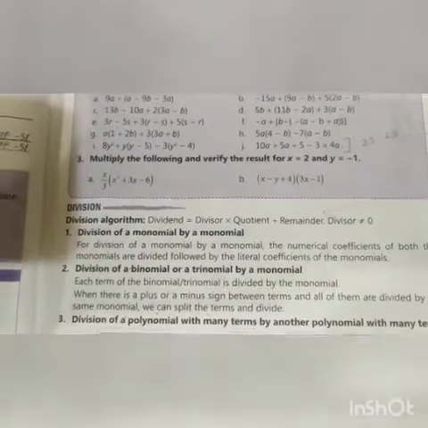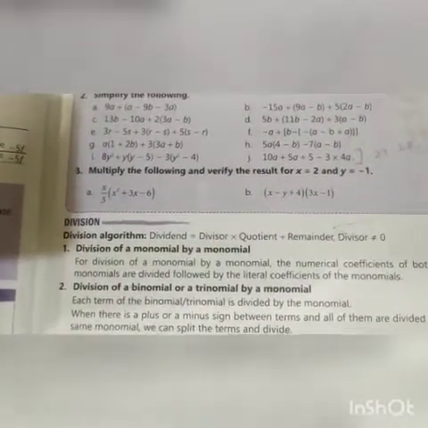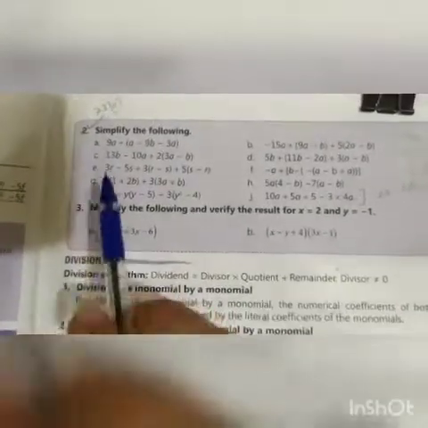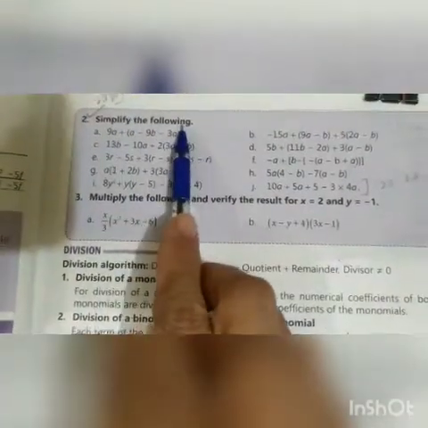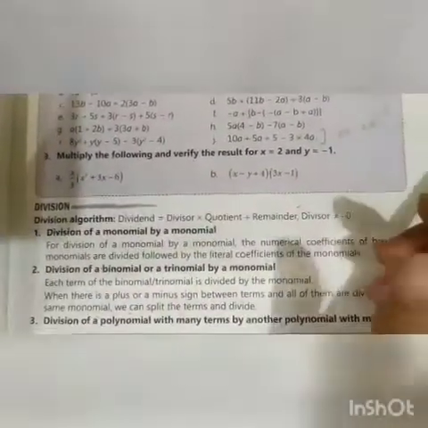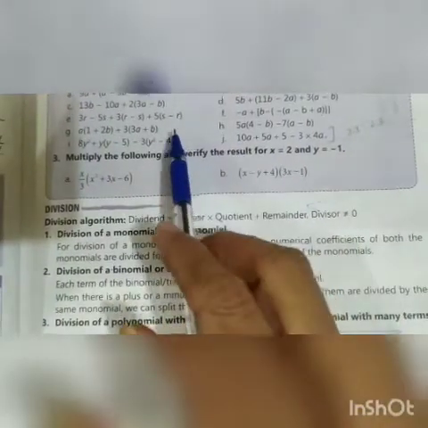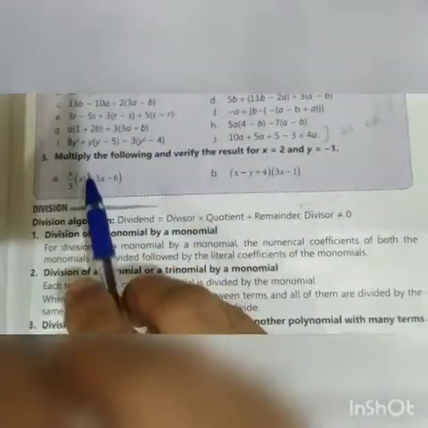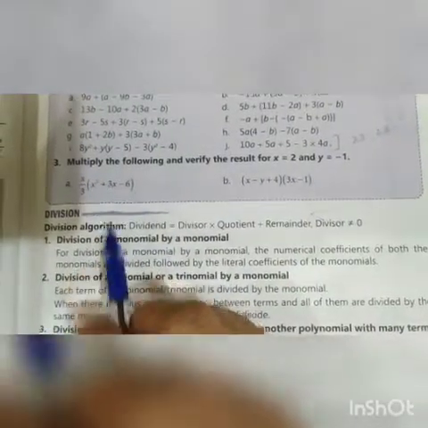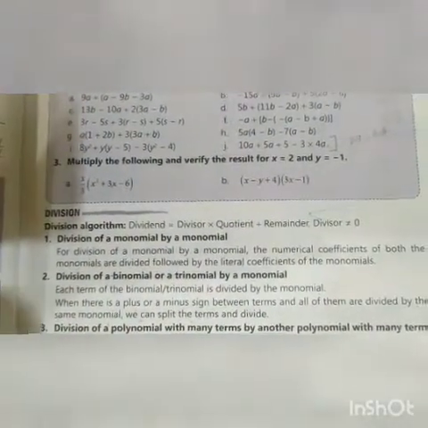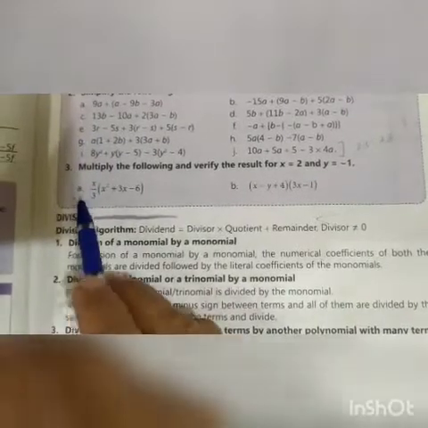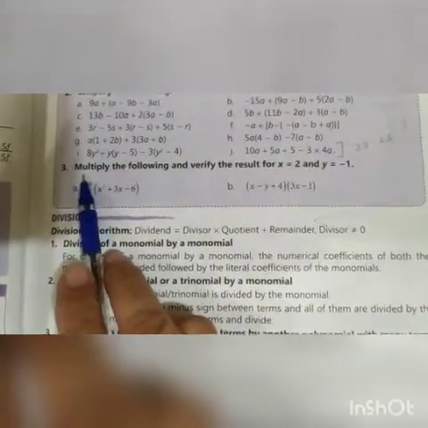In the previous class, I explained the second question, that is, simplify the following of exercise 5B, in which we did the multiplication of algebraic expressions. Today we will continue the same exercise and complete question number 3.